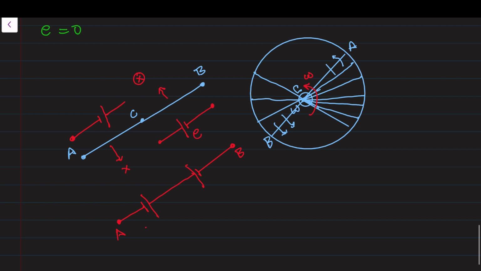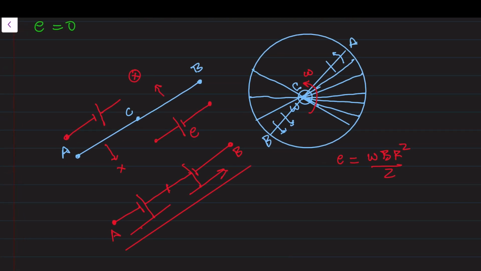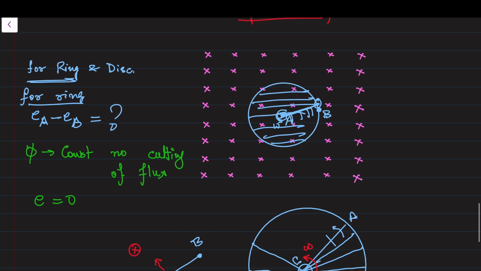This is say E, and the value of E we know will come out to be omega B R square by 2. Then if I am moving from here to here, here to here, minus E plus E, and it will become 0. But when I want to find the EMF induced between center and periphery, then it will be E only. So in this also, whatever doubt you have, here also there is no net cutting of flux or no net changing of flux, then how is the EMF induced?